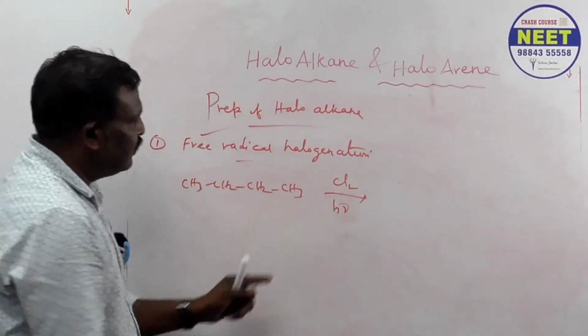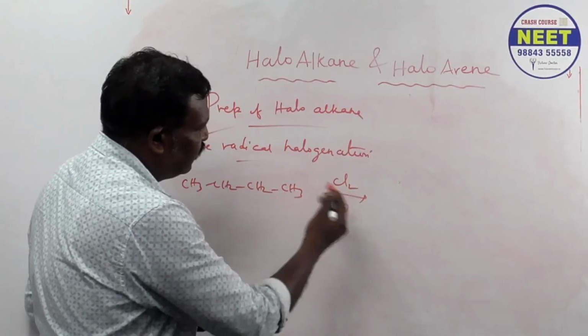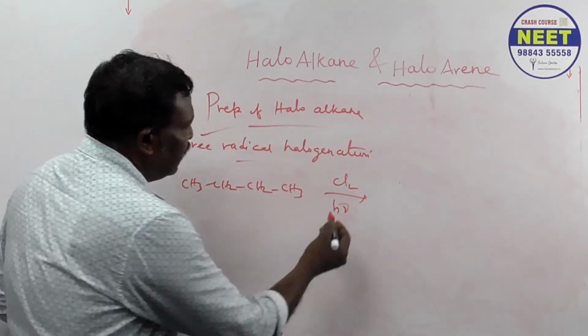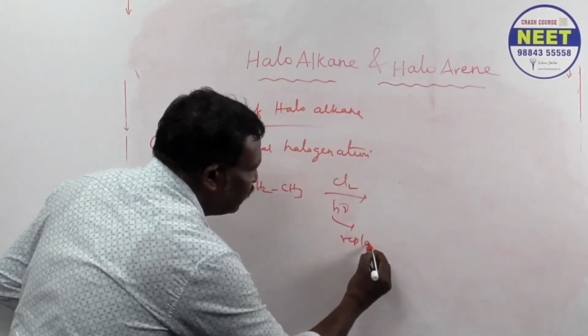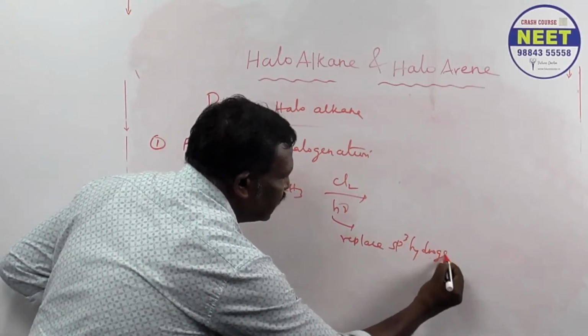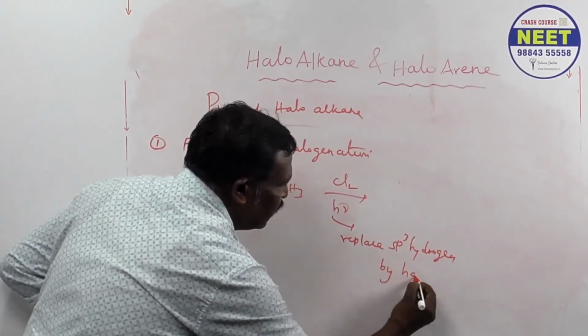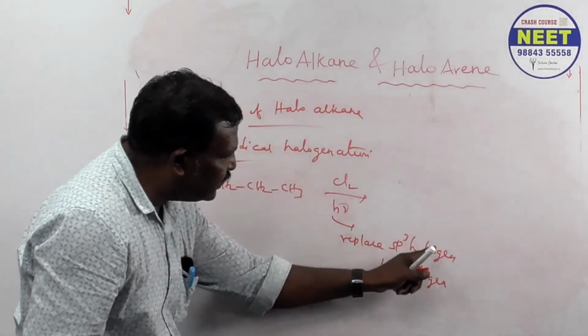Just remember, any halogens, not just chlorine, bromine, anything. Okay, mostly chlorine, bromine only they'll use. If you see H nu, what's the role of this? It means replace sp3 hydrogen by what? Halogen. Just remember only. Replace sp3 hydrogen by halogen.